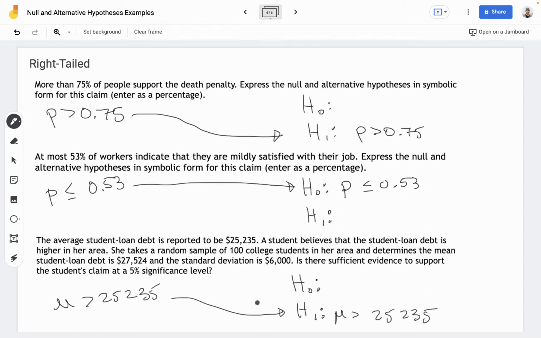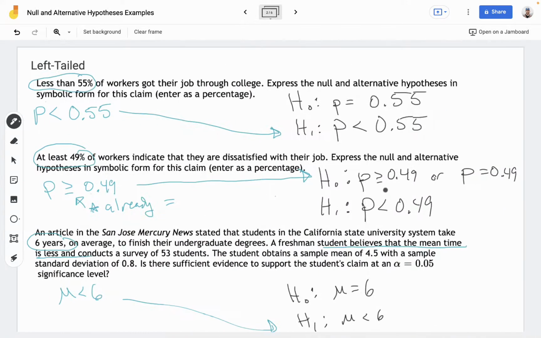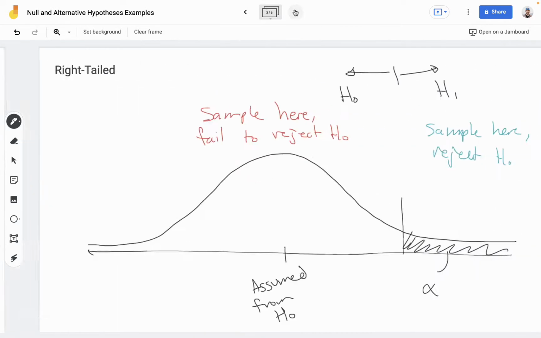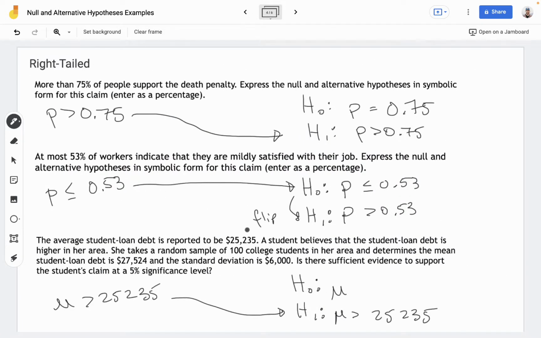25,235. Now in each problem, use the same symbol and use an equal sign. 0.75. This one's already got the equal sign, so I need the complement. I need to flip it around. And that's just because I can't use that same symbol in both. So if we look back, what we have is opposite facing symbols. We're going to always do that when we start with an at least or at most statement. And lastly, an equal sign. So now all of the null hypotheses have some form of an equal sign, and all of the alternatives are pointing to the right.